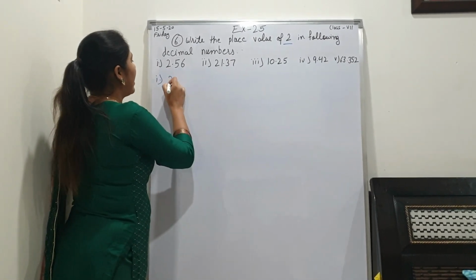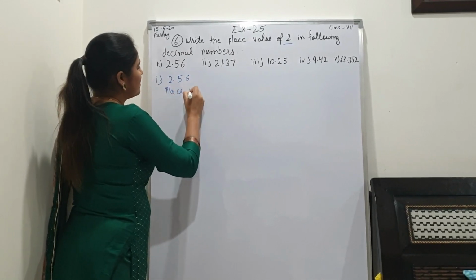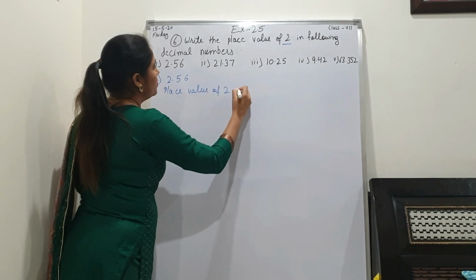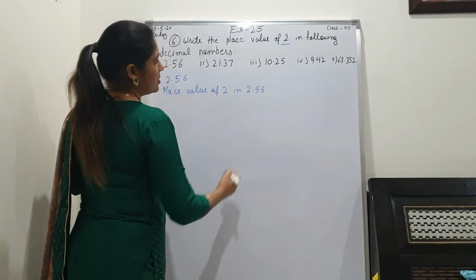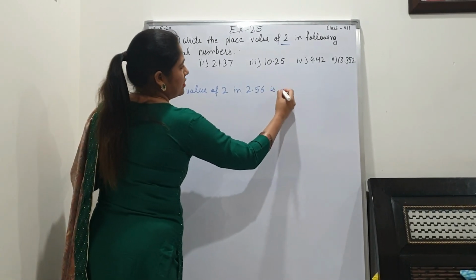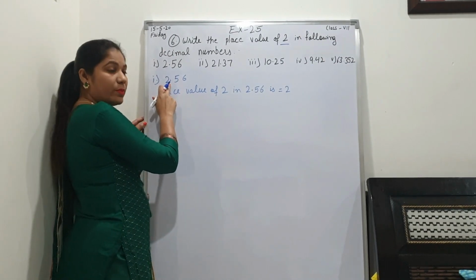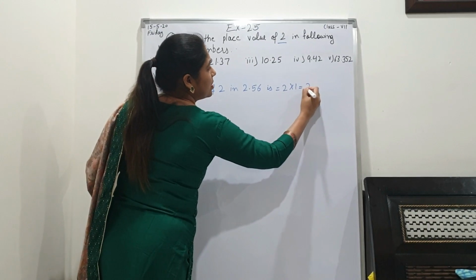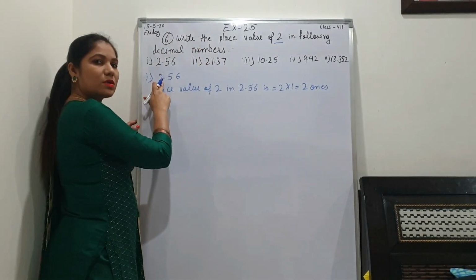So we will write: place value of 2 in 2.56 is, that is 2. This one is the ones place, so we will multiply with 1. 2 into 1. What does it mean? 2 ones, because it was in the place of ones.